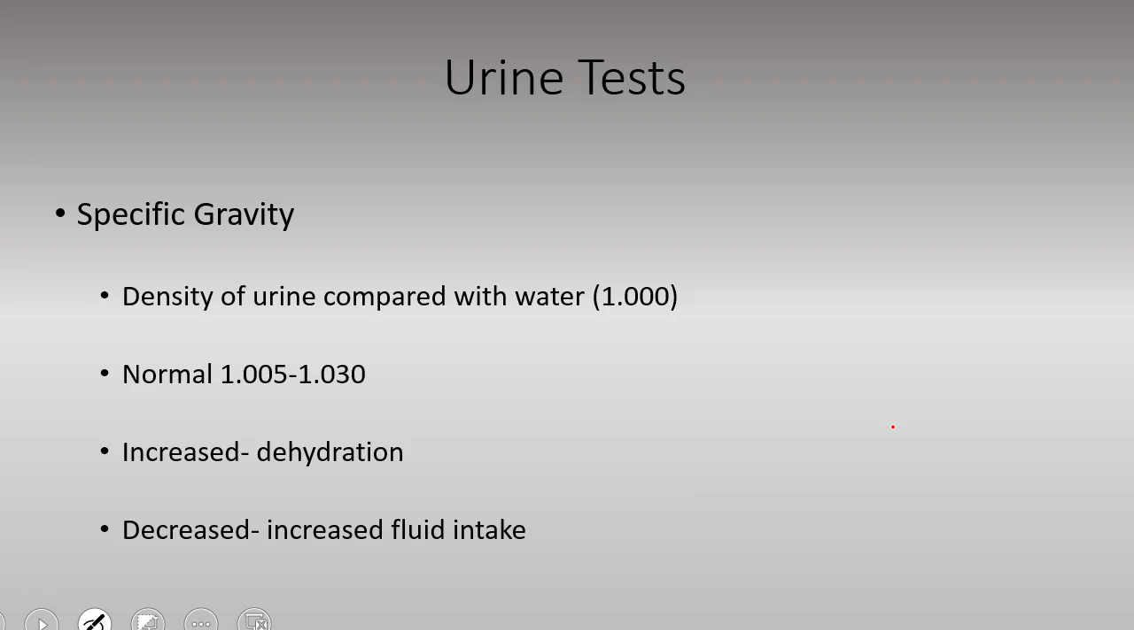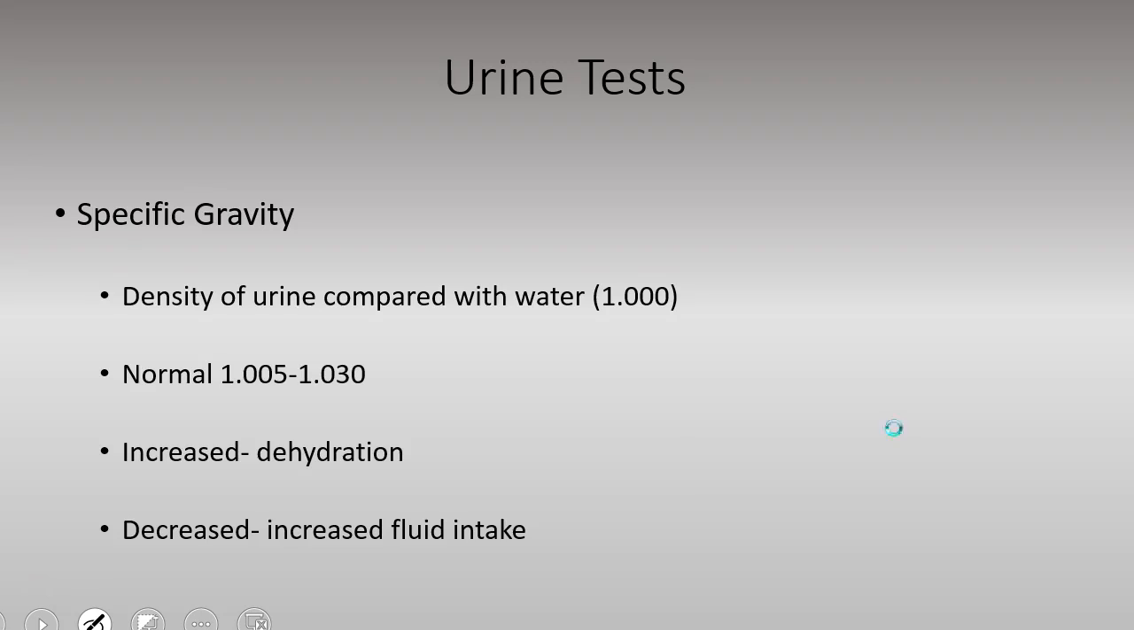So we also have the urine test, which is a specific gravity. This is the density of urine compared with water, which is 1.000. Normal specific gravity is 1.005 to 1.030. If this specific gravity lab is increased, it's because you're dehydrated. If it's decreased, it's because you have too much fluid intake.